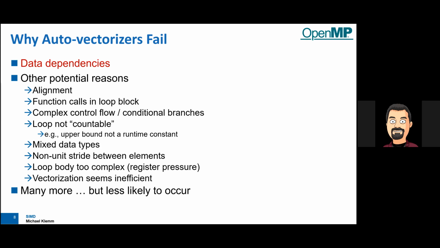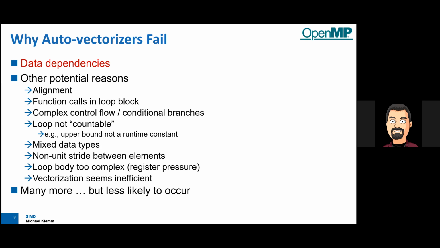And then there are other potential reasons like alignments, function calls in the loop block, too complex control flow, including conditional branches. Mostly looking at the Fortran programmers on this webinar, where I've seen Fortran codes where a loop is like 10,000 lines long. These are the loops where the compiler usually bails out and says, sorry, I can't do anything about this anymore.